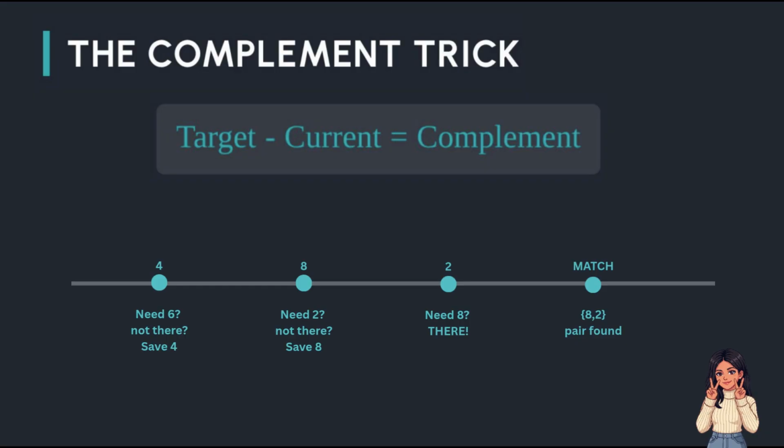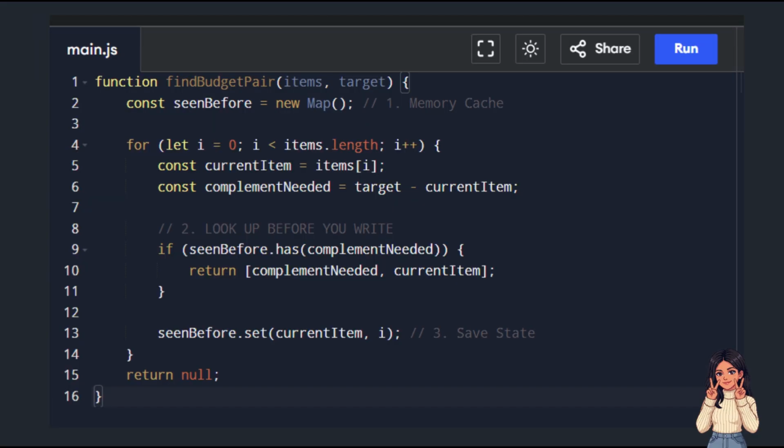Let us read this code directly, line by line, so you can see how straightforward the execution flow is. First, we initialize a fresh map object called seen before. Then, we kick off a standard sequential for loop over our input items array. Inside this loop, we calculate our complement needed value on every iteration. Notice the architectural placement of our conditional statement. This is where the magic happens. This is the explicit execution of our lookup before you write rule. We check the memory tracking system first before we modify or save anything down.